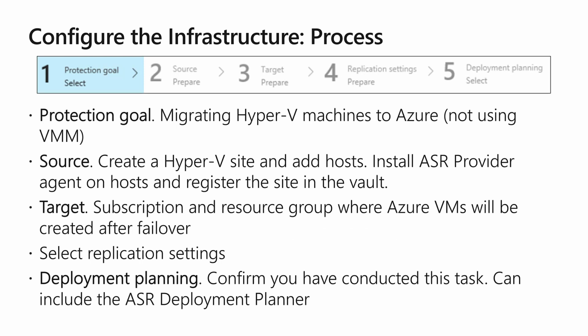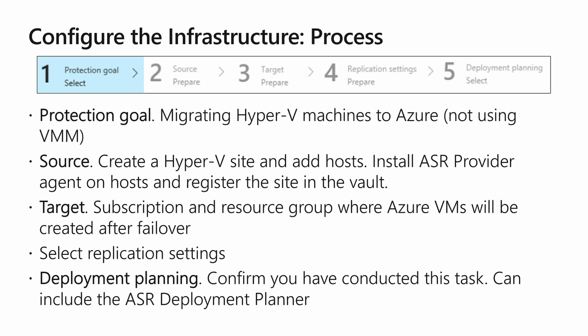For the process, we need to go through and start setting up a few elements, such as setting up the protection goal. In this case, the protection goal is going to be migrating Hyper-V machines to Azure. And as we work through the Azure portal, you get to see the different options, such as are we replicating from Azure to Azure, or from on-prem to Azure, or on-prem to on-prem. In this case, we're going from on-prem to Azure.